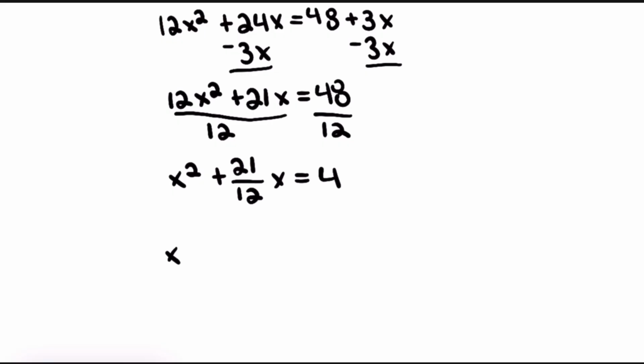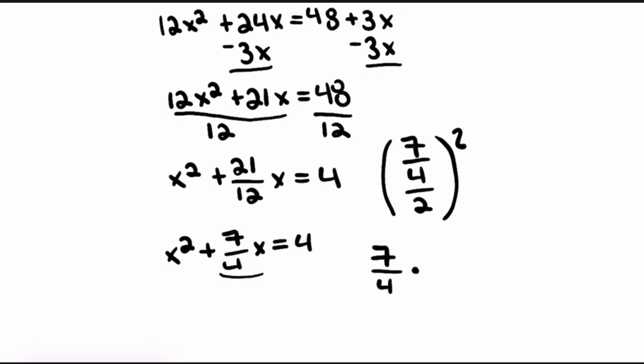Obviously, we want to keep everything simple, so we're going to simplify the fraction 21 over 12 by dividing both numerator and denominator by 3. Now, since I'm using a calculator, it's much easier, so we already know that our simplified fraction will be 7 over 4x. Alright, and now to complete the square, we take half of the coefficient of our x term, square it, and add it to both sides.